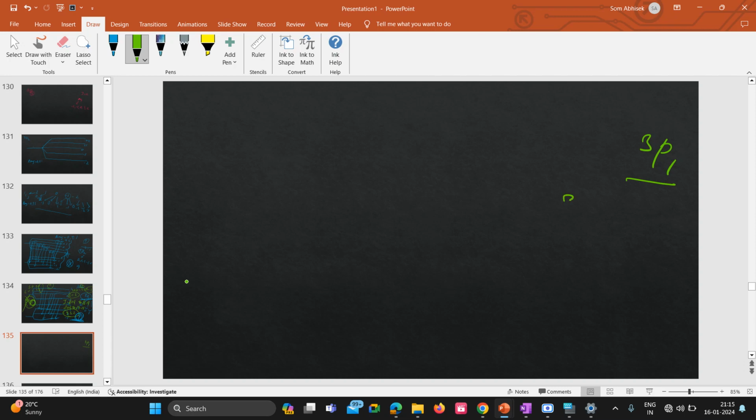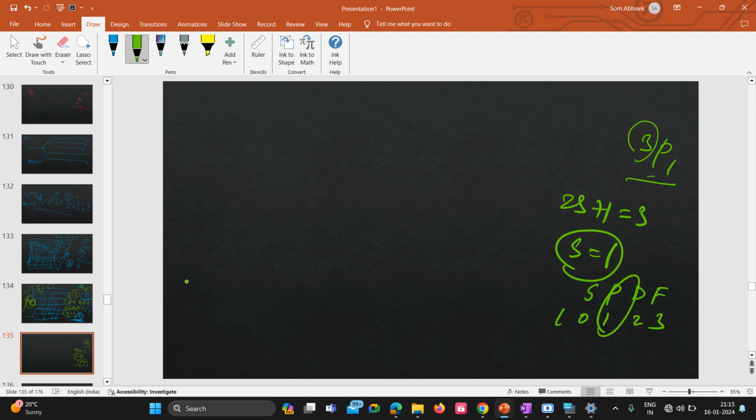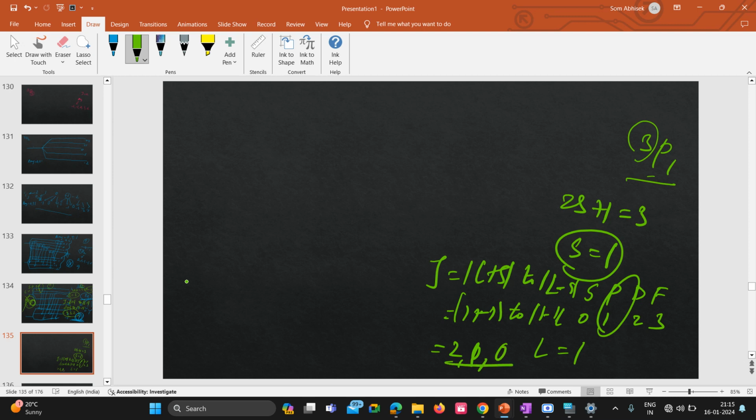I just did it. 2S plus 1 is equal to 3, so S is equal to 1. S, P, D, F. L value 0, 1, 2, 3. So for P, L value is 1. So J values can be L plus S to L minus S. So 1 plus 1 to 1 minus 1. That means 2, 1, 0. So yes, 1 can be the value of J. So this is a valid state.